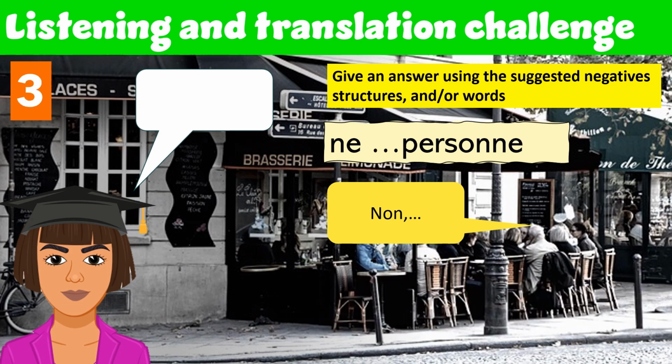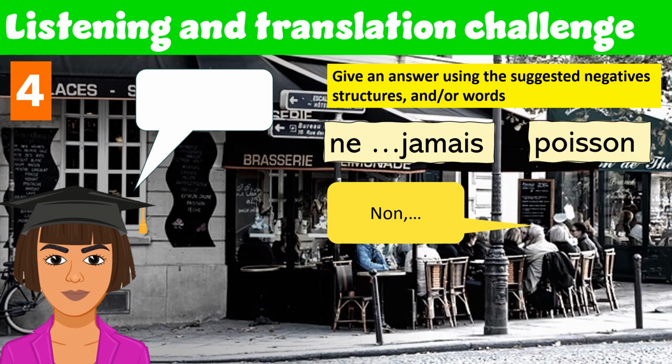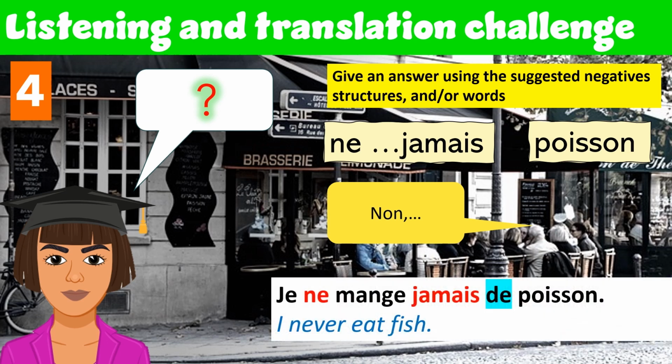Numéro 3. Tu connais quelqu'un ici? Je répète. Tu connais quelqu'un ici? Réponse. Je ne connais personne. Numéro 4. Tu manges du poisson? Je ne mange jamais de poisson.